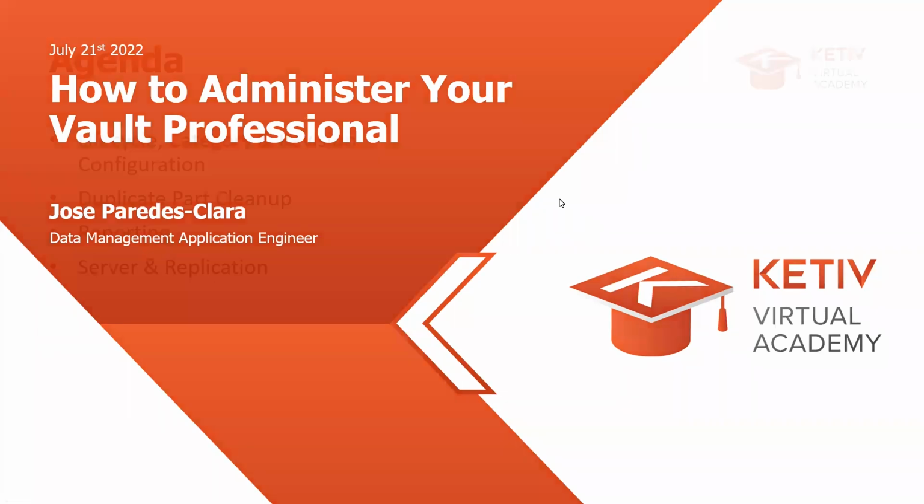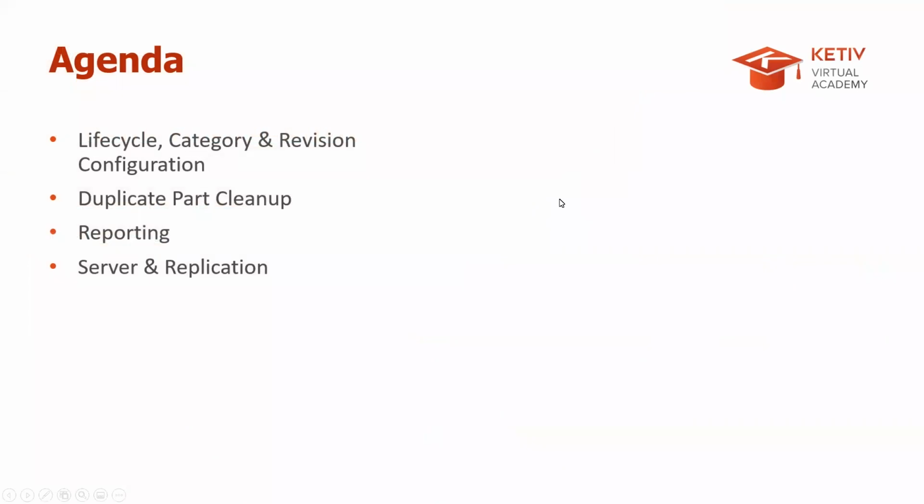So moving along here, today we're going to go over a few things. So lifecycle configuration, category configuration, and revision, where that is inside of the Vault Professional, how to get there, and the different things that you can do and how they benefit you or would benefit your engineering workflow.